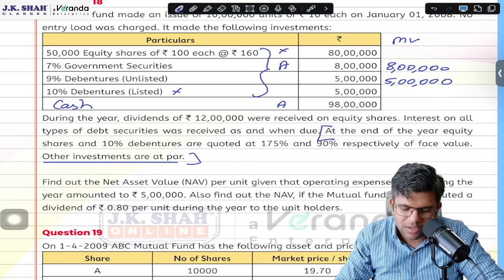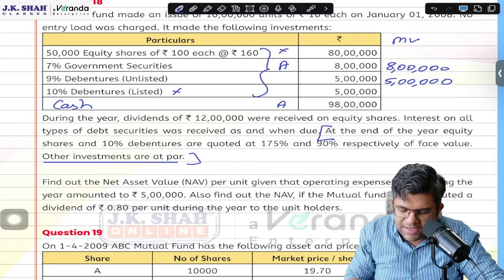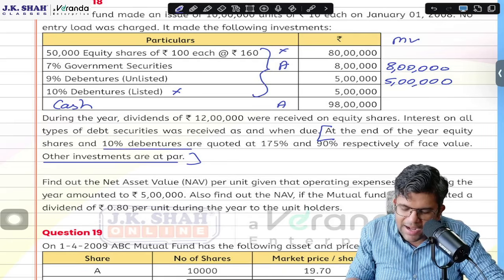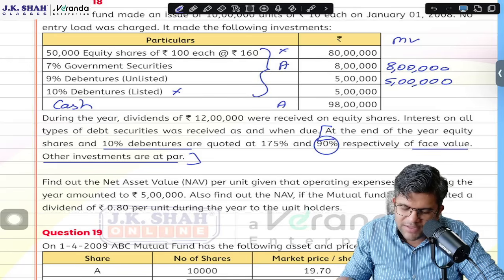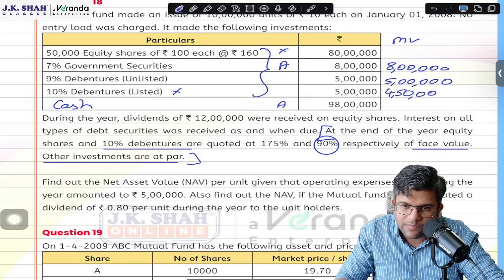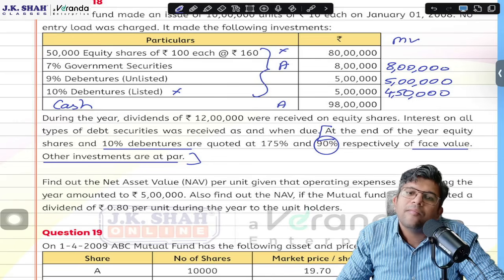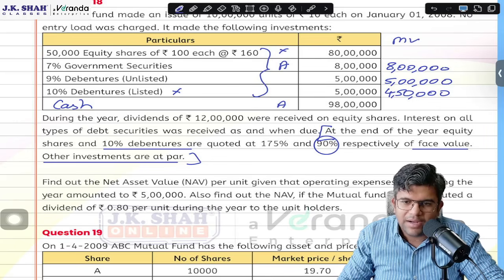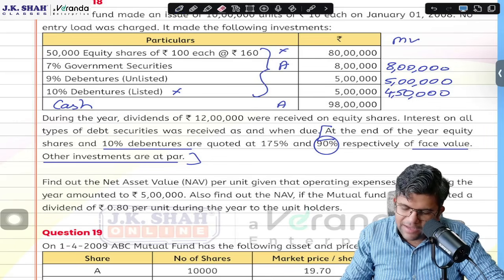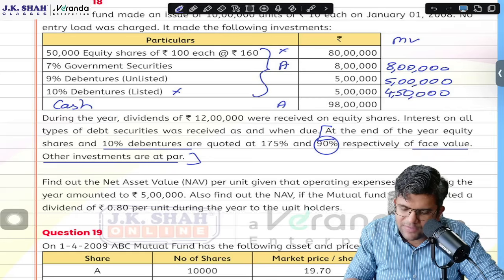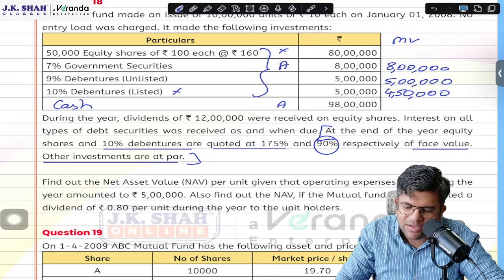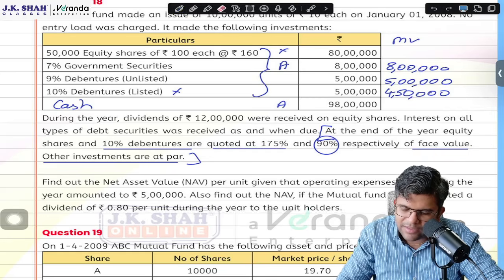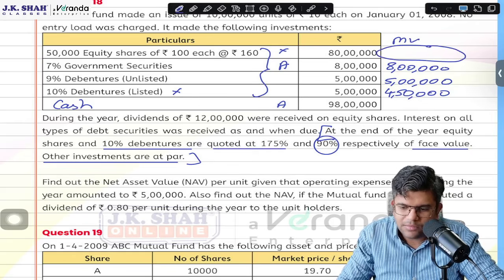Okay, now let's talk about debentures. Students, they are saying debentures are quoted at 90% of face value. Students, 90% of face value means, are you comfortable when I write 4,50,000? Give me a Y. 5 lakh, huh? 90%. And equity shares are quoted at 175% of face value. Can you tell me how much is this now? Here, majority people make mistake. What will come here?